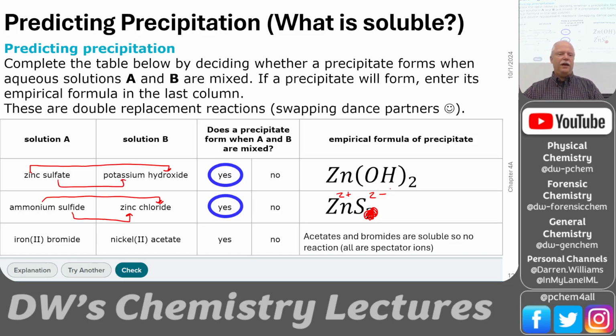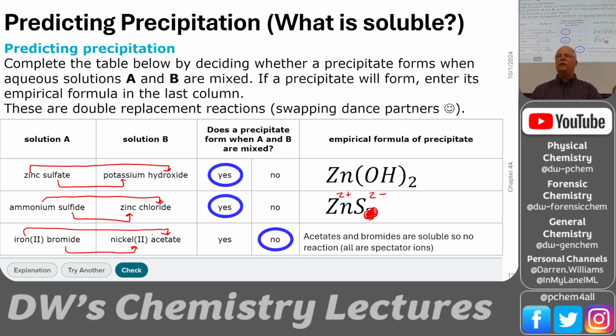Then down here we get to iron bromide and nickel acetate. So we would look at iron acetate. Well, it said acetate salts are soluble, so that's not going to precipitate. And then bromide and nickel. Bromide is a halogen. Halogens are soluble, so that's not going to form a precipitate either. So acetates and bromides are soluble, so no reaction.